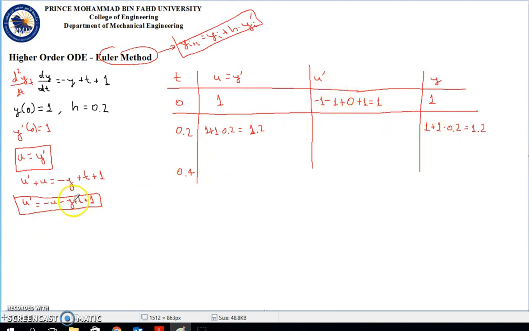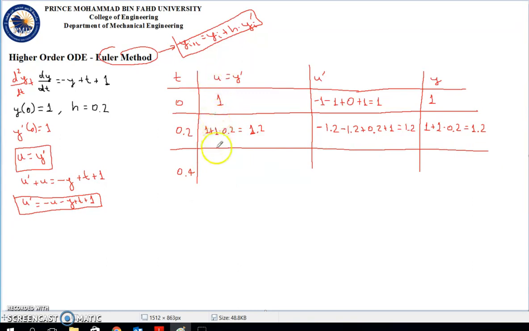Now what about u prime? Well, we have this ODE here. It will equal minus u, so minus 1.2, minus y, 1.2, plus t, 0.2, plus 1, that equals 1.2. Okay. Now let's move to the next step, 0.4.